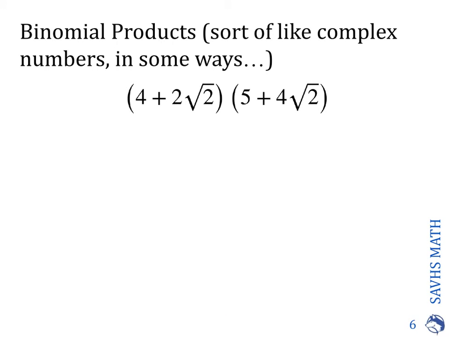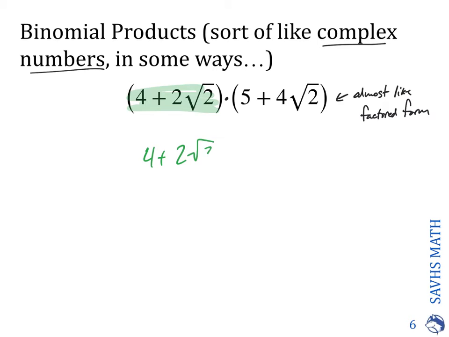Alrighty. So now let's talk about a couple more things that we can do here. We've seen some adding some radicals, and now let's talk about we've seen something like this. This almost looks like factored form of a quadratic, or it looks almost like complex number multiplication. So two things that we kind of have some instinct about. So let's take our 4 plus 2 root 2 and our 5 plus 4 root 2.